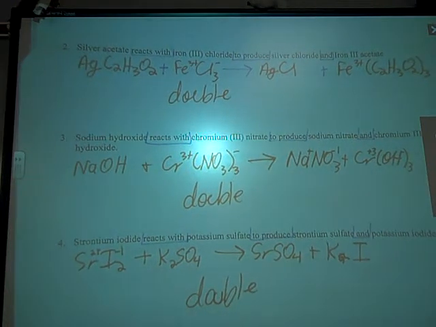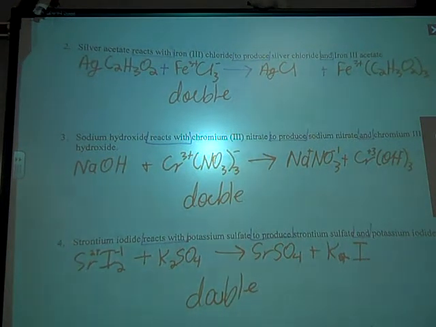Correct answers. Number 2. Silver acetate reacts with iron 3 chloride to produce silver chloride and iron acetate. Since they're all compounds, it is a double replacement reaction. Number 3 is also a double replacement.